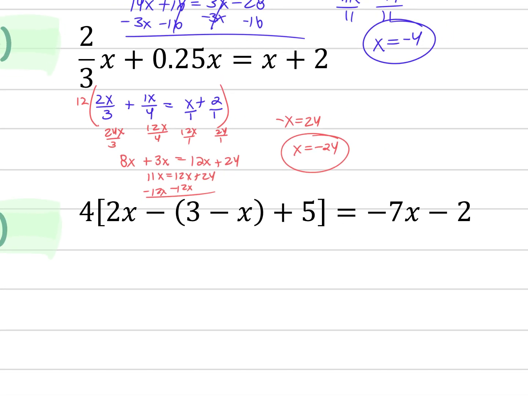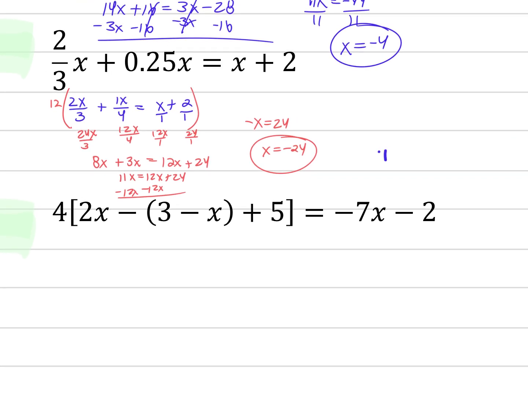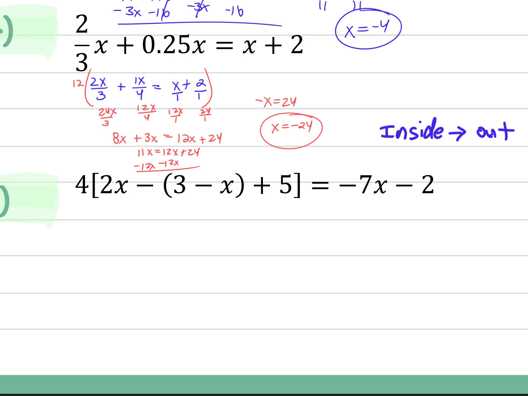Something like this is really, really, really easy to make a mistake on. When you have parentheses and brackets and all that stuff, you should always work from the inside out. You don't go left to right. You work from the inside out because parentheses and brackets, with PEMDAS, that's the first thing you do, right? So look on the very inside, 3 minus x. Is there anything I can simplify there? No. Okay, so let's move out a little bit.